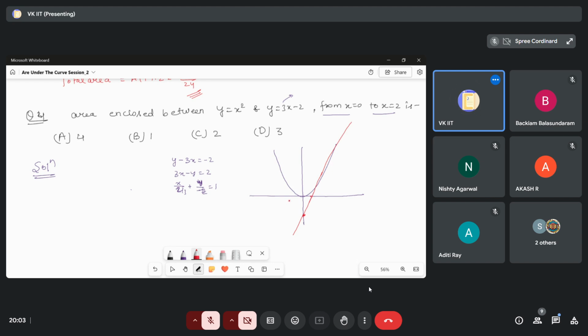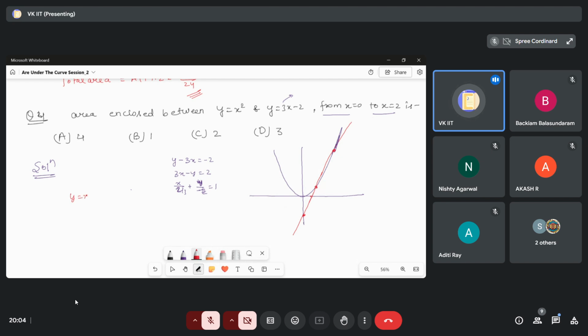Very little gap will be there between the parabola and the line. But the problem is that they are asking for x equal to 0 also. So let's find that point. These are the two points at which they will be intersecting, so let's find the points of intersection.